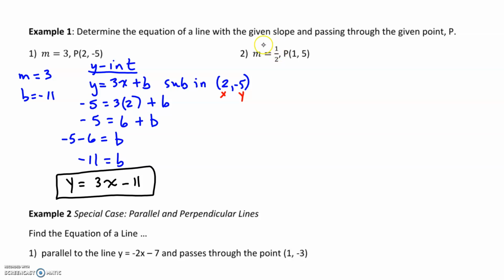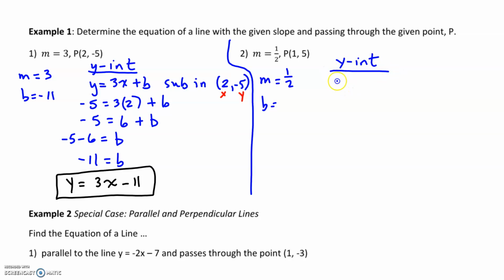I need to write the equation of a line that has a slope of 1/2 and passes through the point (1, 5). So in order to write the equation of a line, I need two things. I need my m and I need my b. I can see that I already have my m and I don't have my b, so I'm going to find my y-intercept by writing what I know so far. y equals 1/2 x plus b, and then I'm going to go ahead and sub in the point (1, 5). I'm going to remember that 1 is x and 5 is y.